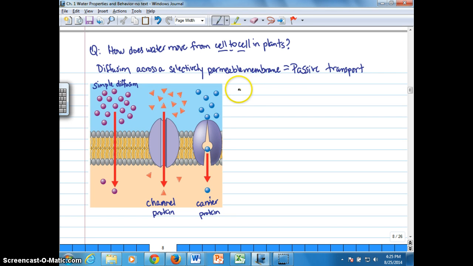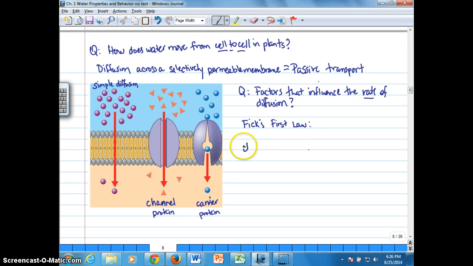Okay, so let's take a look here at diffusion, and ask ourselves basically, what are the factors that influence the rate of diffusion across membranes, or just the rate of diffusion in general? And we can answer that question by looking at Fick's first law, which describes the rate of diffusion based on various factors. So we're going to write out this equation here.